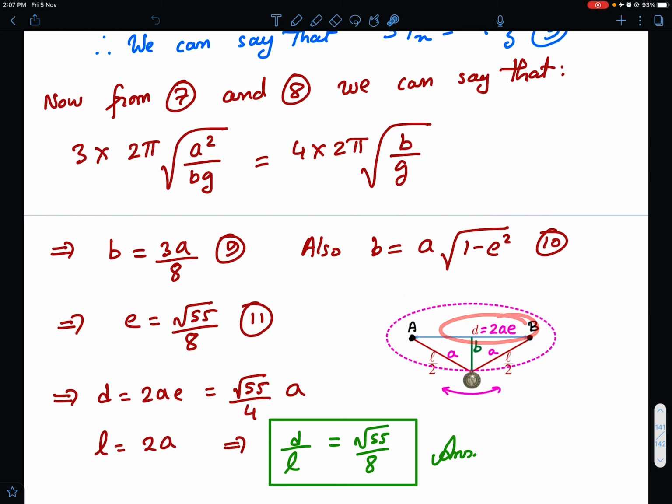Once I have e, I can readily get the values of L and D in terms of e. D is 2ae, so that becomes root 55 by 4 times a, right? And L is obviously 2a. So the D by L ratio we had to find out comes out to be root 55 by 8. So that was the analysis of our mysterious pendulum, or probably we should call it the Lissajous pendulum.